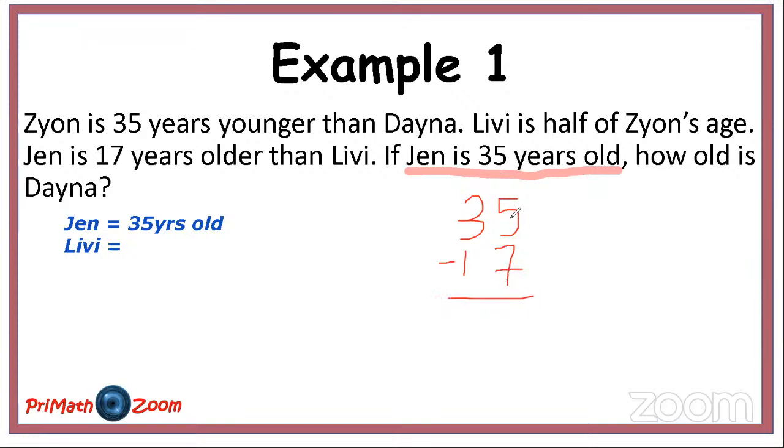So 7 from 5 we can't. So we need to get a tens to rename to ones. So we take 1 ten from 3 tens. We're left with 2 tens.